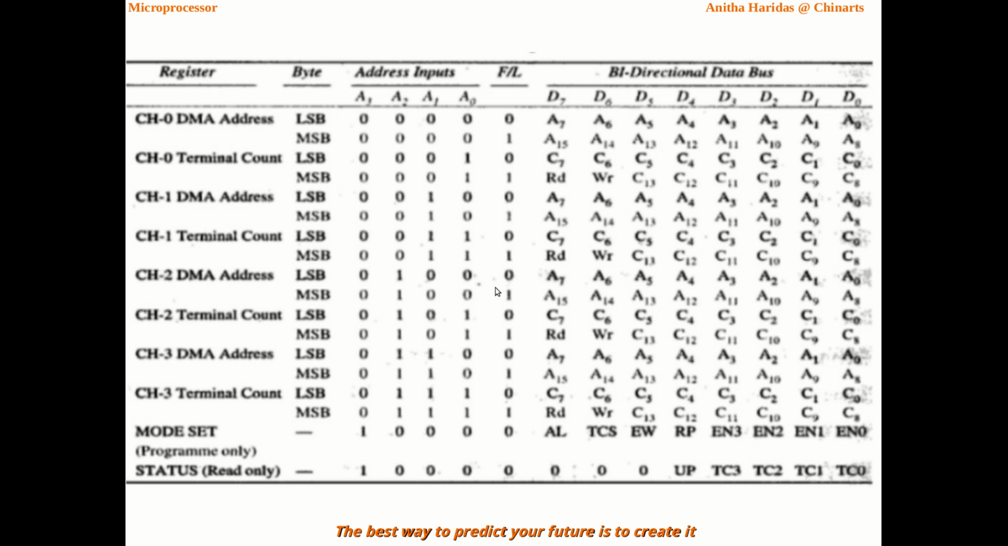diagram, this table. For each channel you have an address register and a counter, and the data on the D0 to D7 lines will be specified as the address for the address register and as the count value for the counter register.